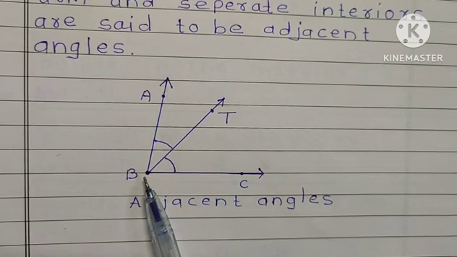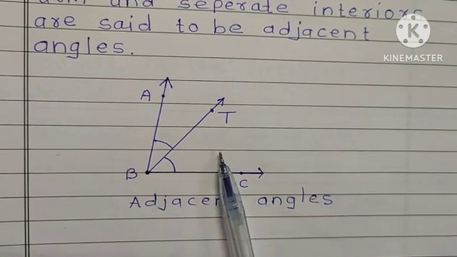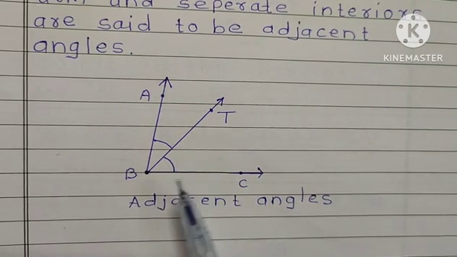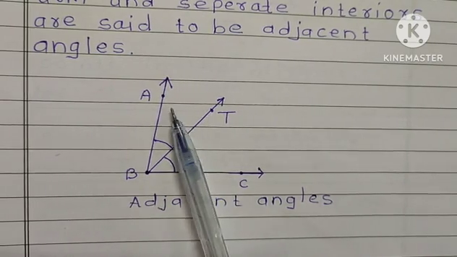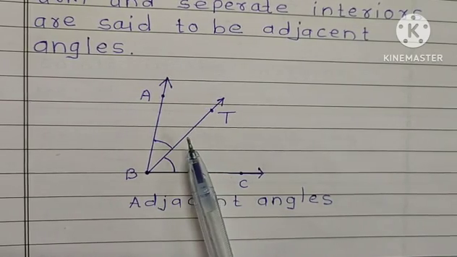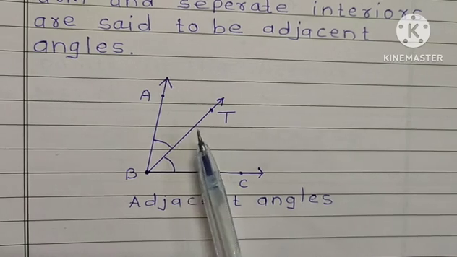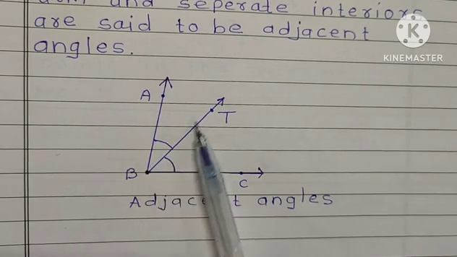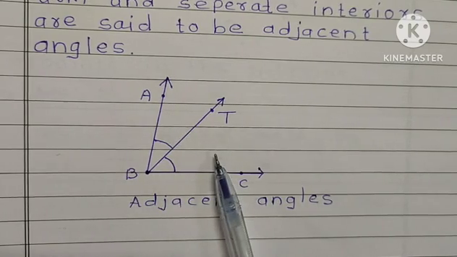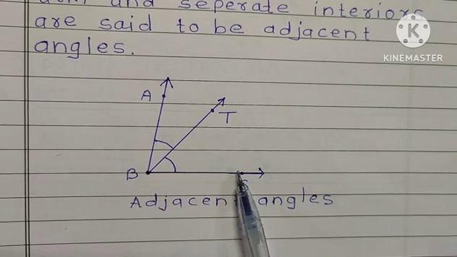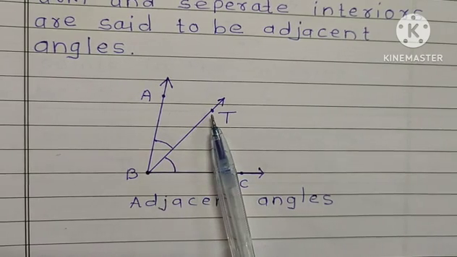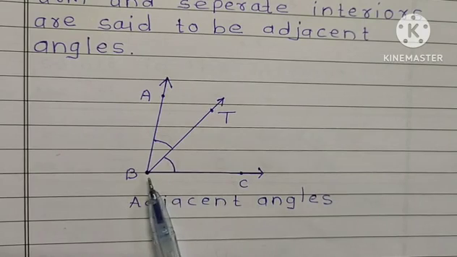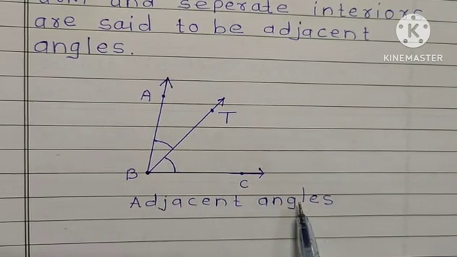Vertex B is common between these two angles. So this is the first condition. Arm BT is common between these two angles. So this is the second condition. Third, interiors of these two angles are separate. Therefore, all three conditions are satisfied. That's why we can say angle ABT and angle CBT are adjacent angles.